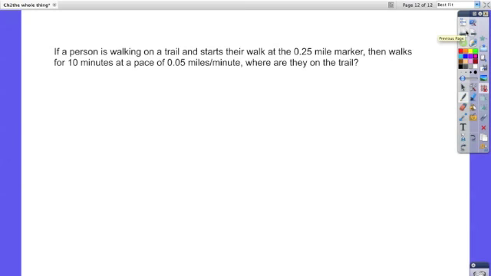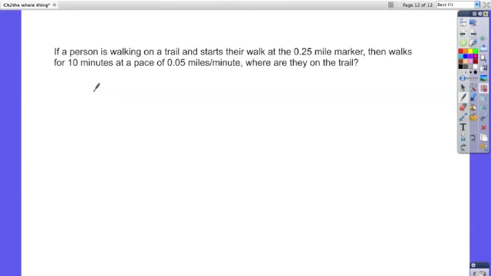One slightly more complicated problem. If a person is walking on a trail and starts their walk at the 0.25 or at the quarter mile marker, then walks for 10 minutes at a pace of 0.05 miles per minute, where are they on the trail? The trail at the Y has markers, 0.25, 0.5, 0.75, and then the 1 mile marker. And so, where are they? What is their position on the trail?